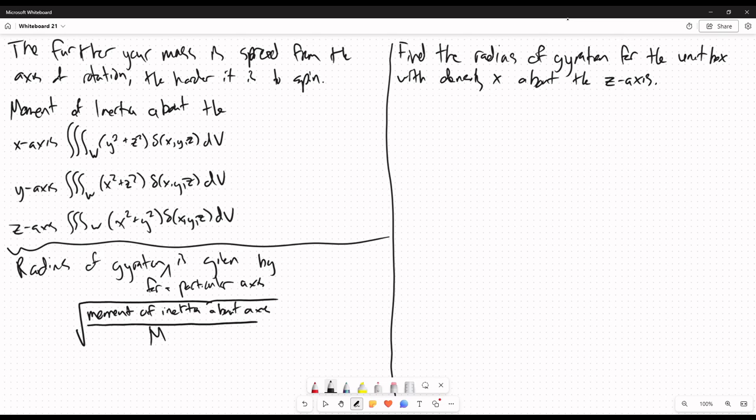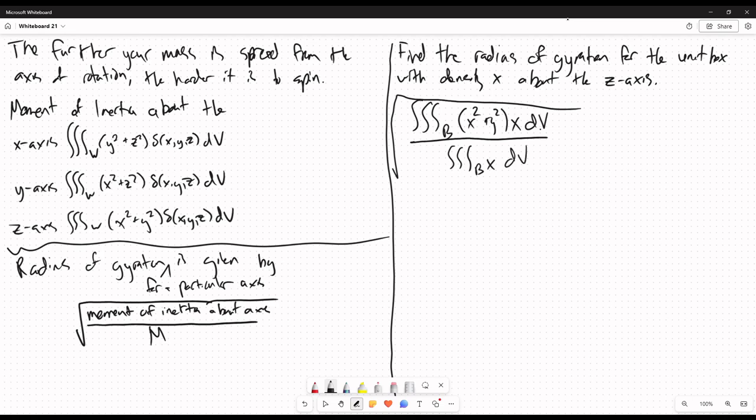So we are going to calculate the triple integral of the unit box. We're actually going to calculate the square root of the integral over the box. We're about the z-axis, so I'm going to have x squared plus y squared times my density function. My density is given by x, dV. And that's all going to be divided by just the mass, which will be the integral of x dV. So how are we going to do this? Well, I can start by finding this triple integral.